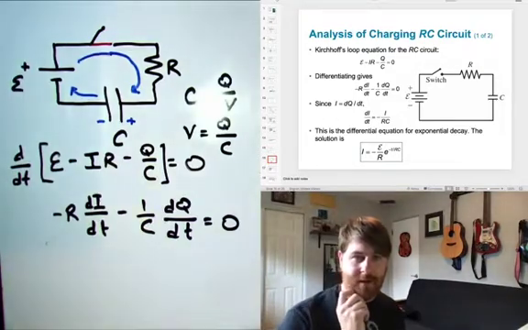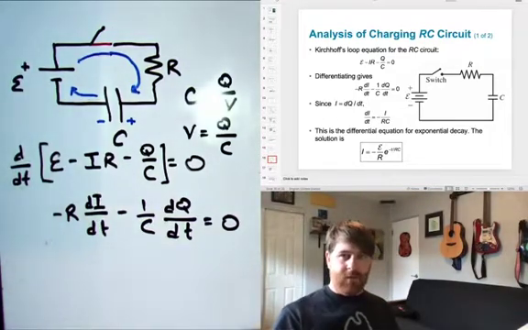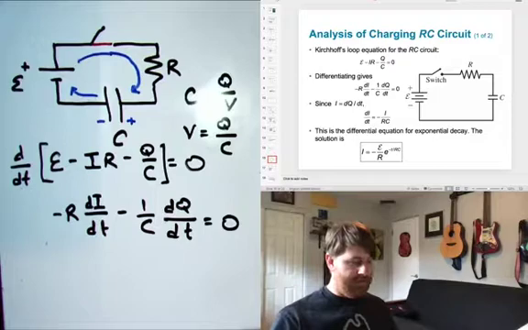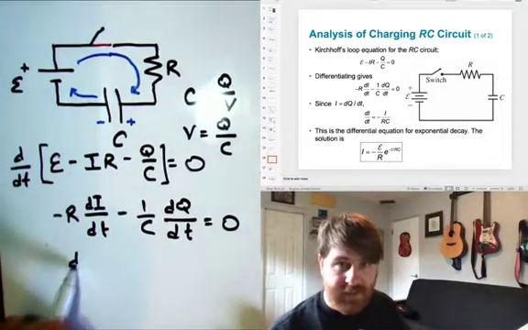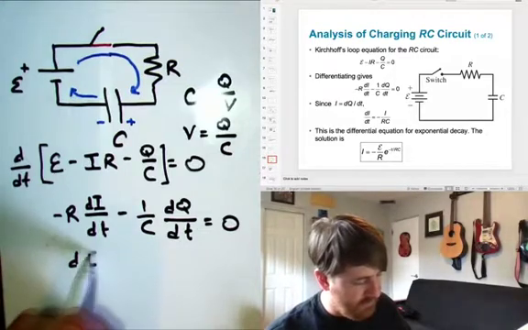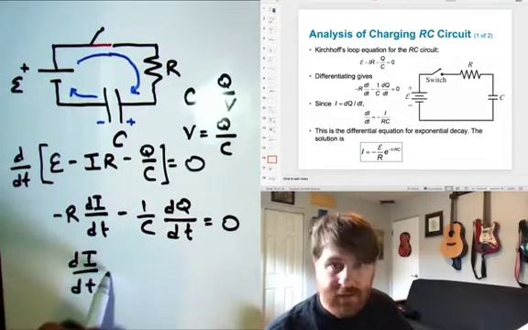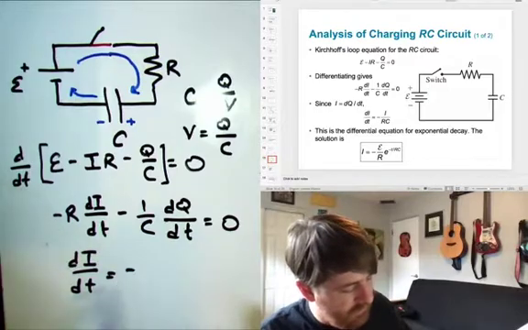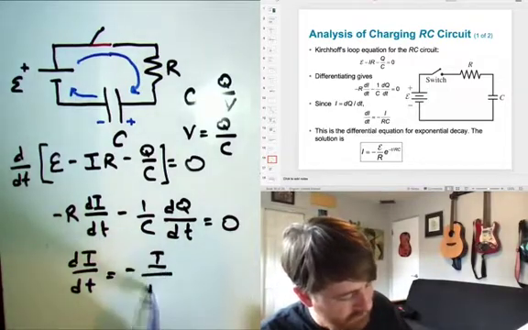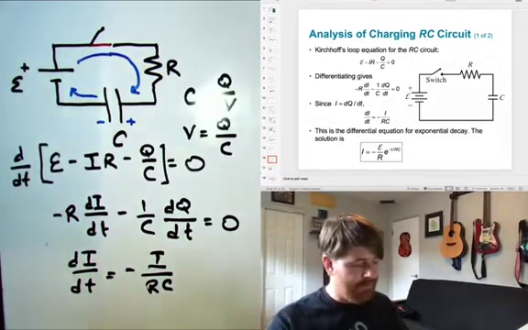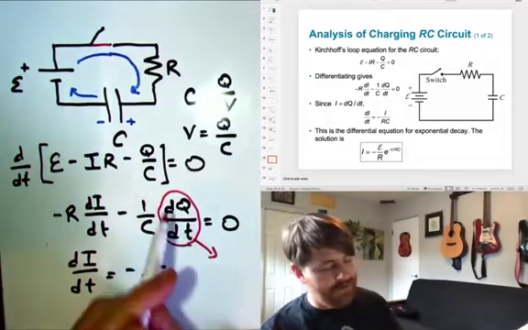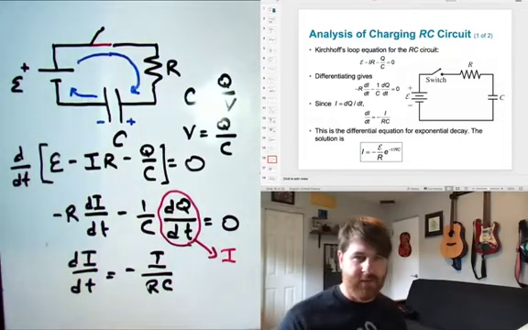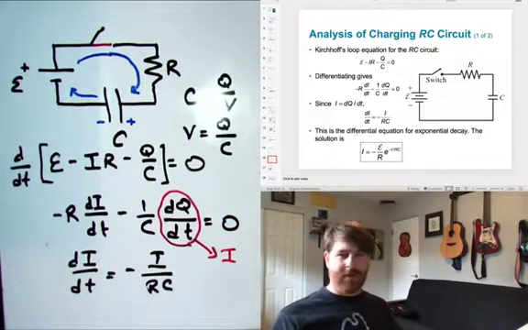All right. I can now rearrange this expression. I can write dI/dt is minus I over RC. And where did that I come from? It came from right here. We recognize that the derivative of charge with respect to time is the current I. So this is a differential equation. It's a differential equation for exponential decay.